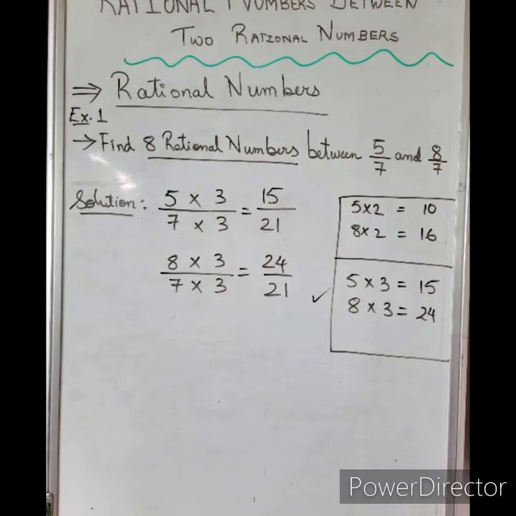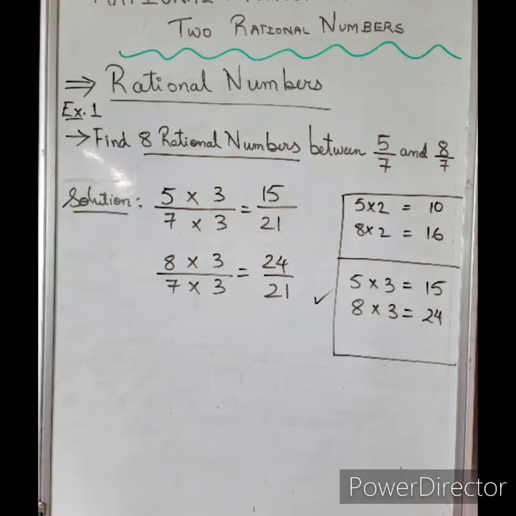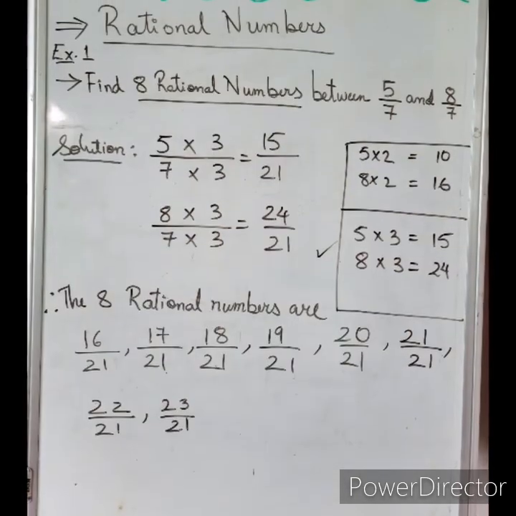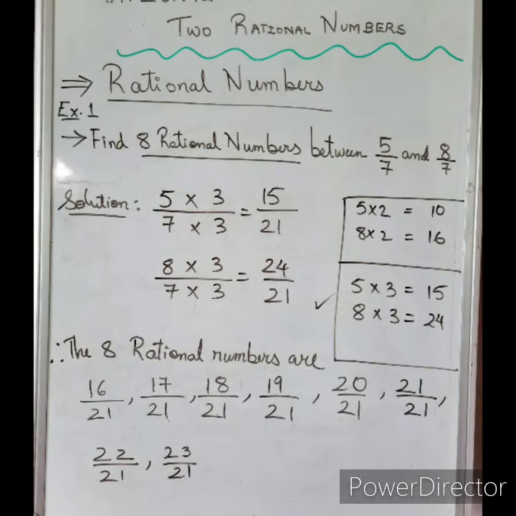You can also take a higher order. If you take 3, you'll get these rational numbers between 5 upon 7 and 8 upon 7. The equivalent fractions are 15 upon 21 and 24 upon 21.